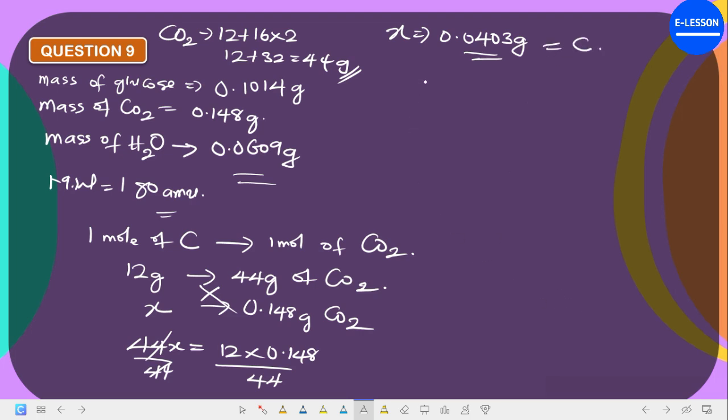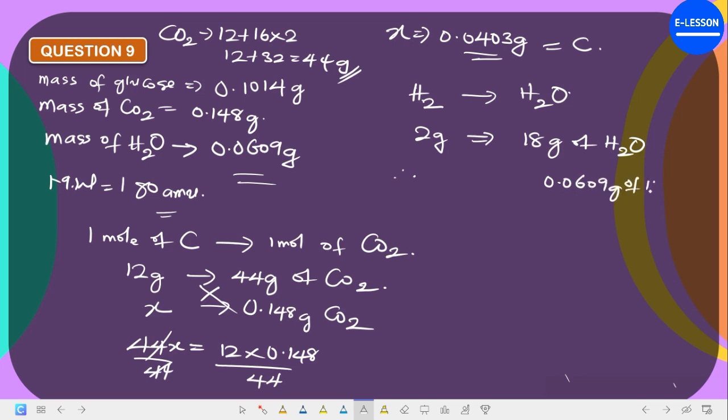Let us calculate for that of H2O. Where can we find hydrogen? In water. Now what is the mass of hydrogen in water? In water you have 2 hydrogen, so we can say H2 is present in H2O. What is the mass here? It will be 2 gram, because 1 times 2 gram gives us 2 gram of hydrogen present in 18 gram of water. That is the relationship. 2 gram of hydrogen is present in 18 gram of water. Therefore, what was the mass of H2O given? 0.0609 gram of H2O would be equal to X.